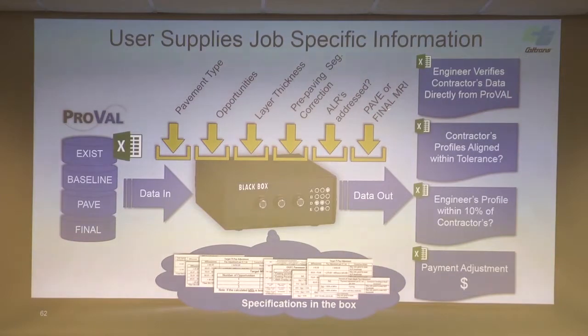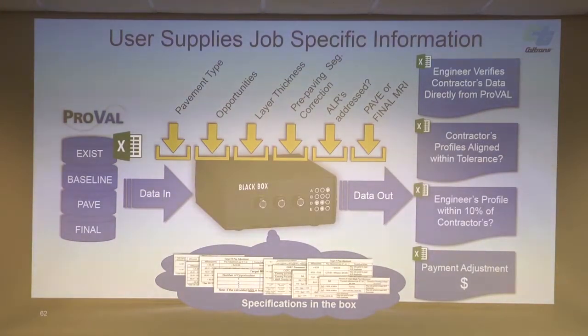And then we have this other checkbox here. It's called Pave or Final, and we'll cover that a little bit later. But we're going to use the Pave file for the payment adjustment. And if it is in a must-correct zone, a mandatory correction, the contractor has to go out there and correct it, and those values will show up on the final profile. So if you want to use that final profile as the payment adjustment, you check that box.